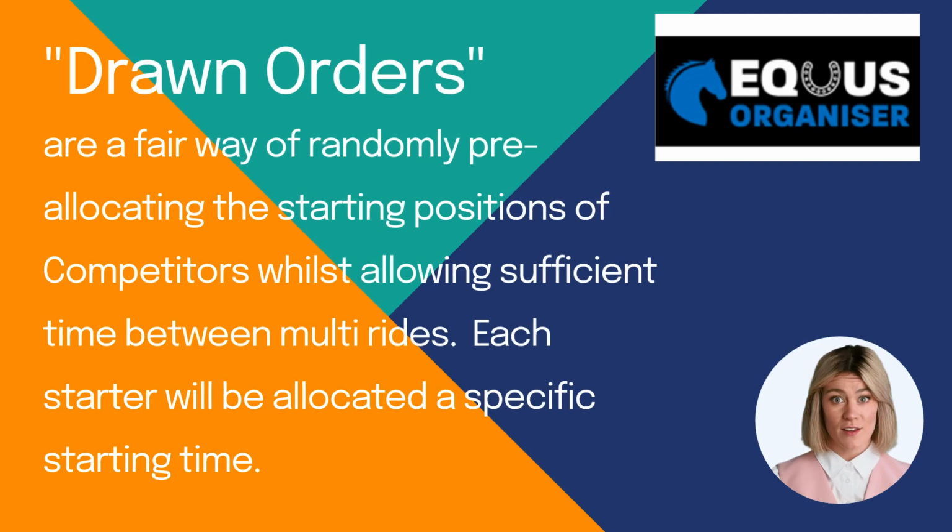Randomly drawn orders are the fairest way of allocating competitors a specific starting time slot that they will be expected to adhere to. Done correctly, the times allocated will space out competitors with multi-rides to allow them sufficient time to complete their round and also allow them time to get their next entry ready to compete. Equus Organizer can draw a random order with the correct time breaks between competitors and between classes for a single arena for the entire day in just a few minutes.